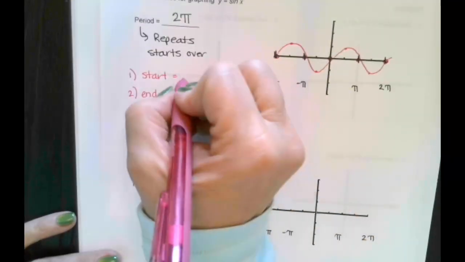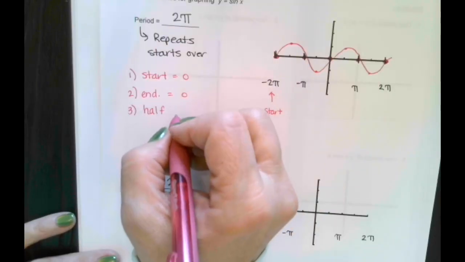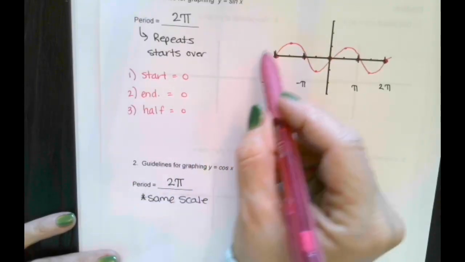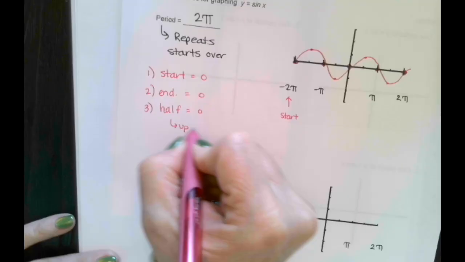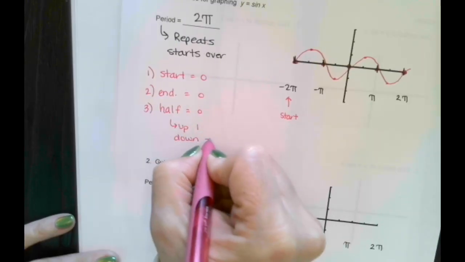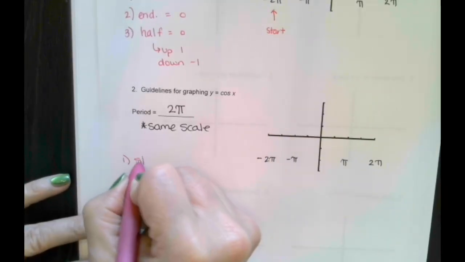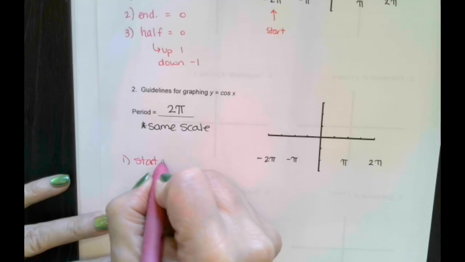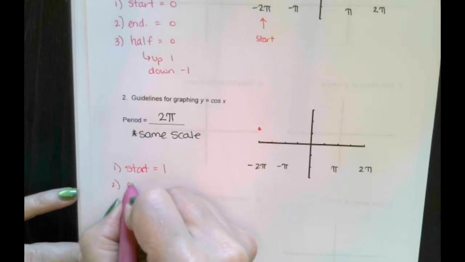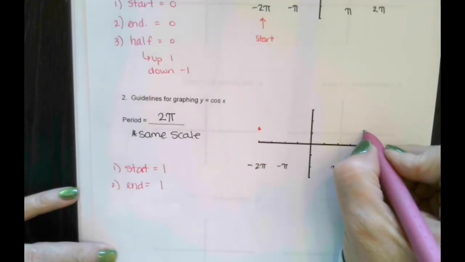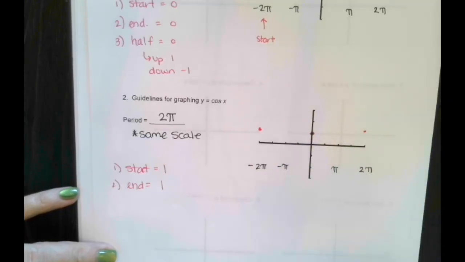So on our sine graph, we started at 0, we ended at 0, and then my halfway point here is also going to be at 0 because of my period. But you have to remember, I'm going to go up to 1 and down to negative 1. So this one's a little bit different, and that's why I wanted to do this. So we're going to start my graph at 1. So negative 2 pi starts at 1. I'm going to end also at 1. So I'm going to end here at 1. My halfway point that I have for this graph is also going to be at 1.